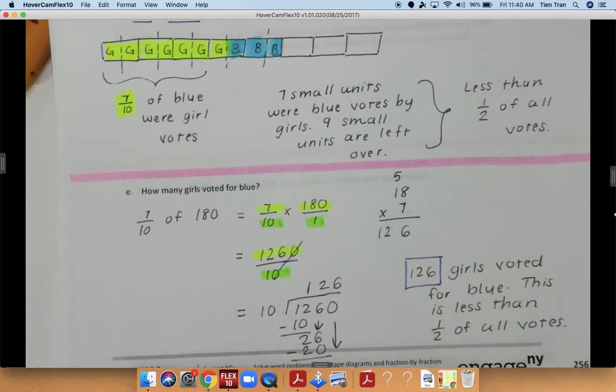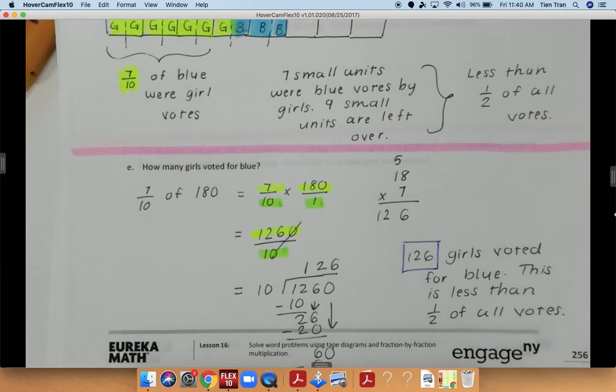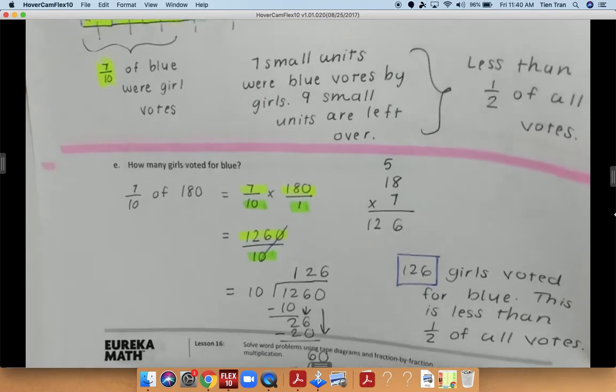This is less than half of all votes. And that is pretty much all for today's lesson.